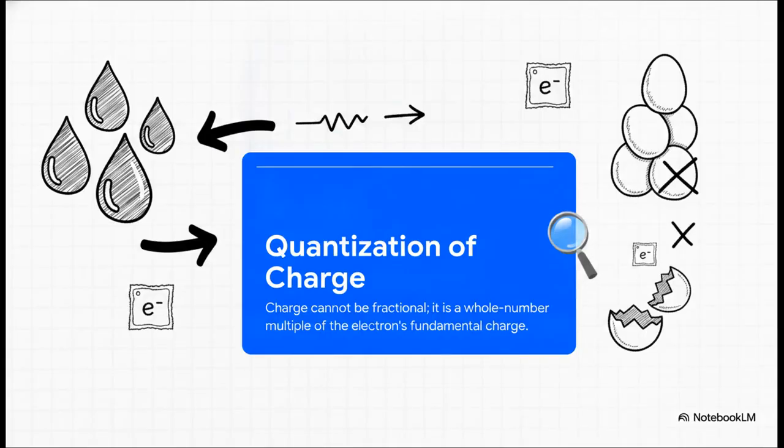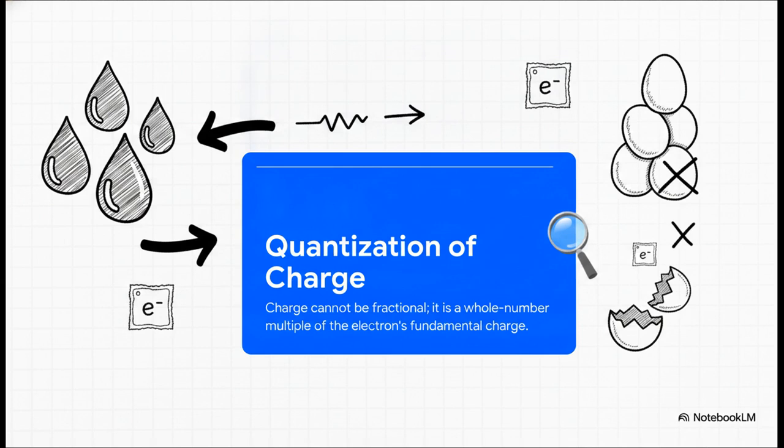And from that oil drop experiment comes this massive conceptual anchor for your exam, the quantization of charge. The formula is Q equals NE. Millikan discovered that the charge on every single oil drop was always a whole number multiple of 1.6 times 10 to the negative 19th coulombs. It was never, ever a fraction. You can't have 1.5 electrons worth of charge.